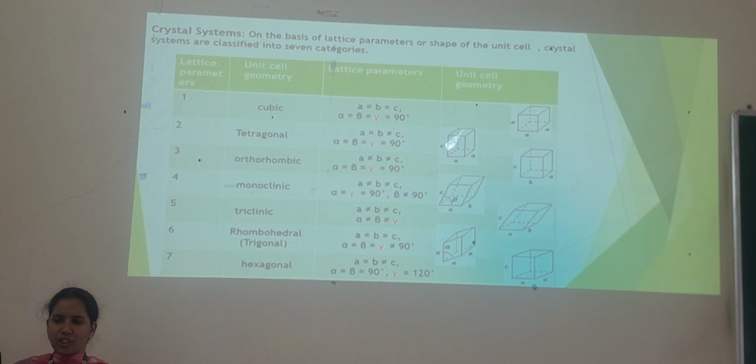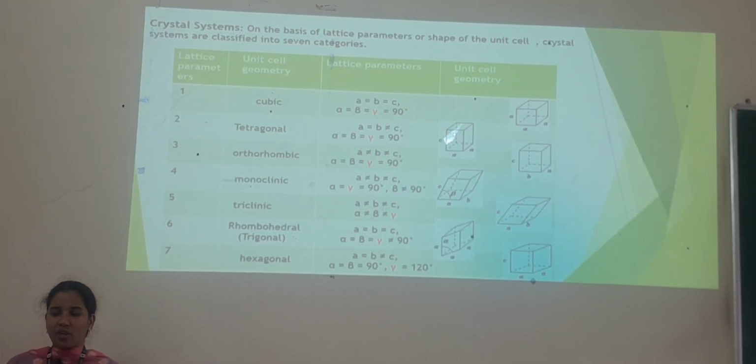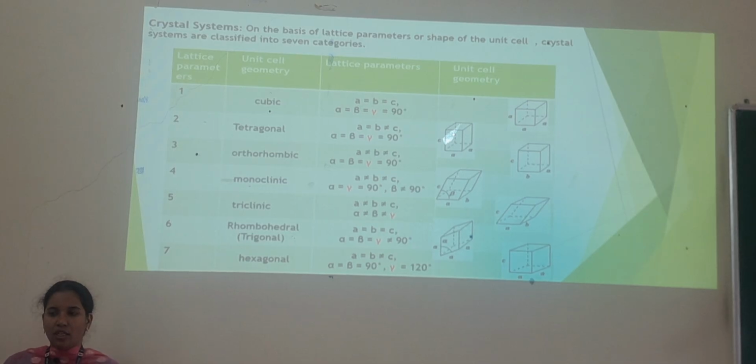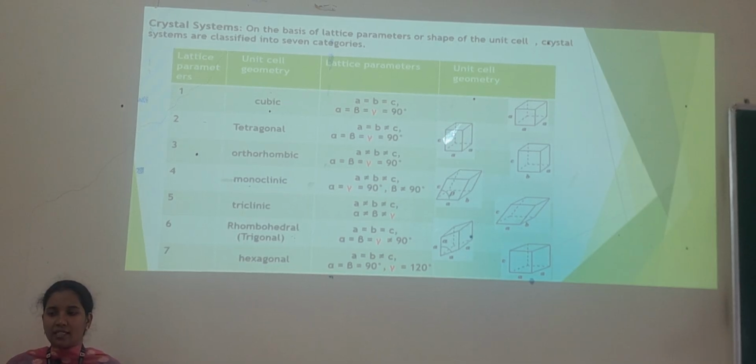In the cubic cell, all the lattice parameters, that is a, b, c, all the axes are equal and all the lattice angles alpha, beta, gamma are equal to 90 degrees. In the tetragonal, the first two axes are equal and not equal to the third axis. That is why a equals b, which is not equal to c. Coming to the lattice angles, all three angles are perpendicular to each other. That's why alpha equals beta equals gamma equals 90 degrees.